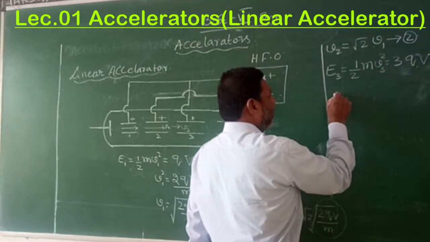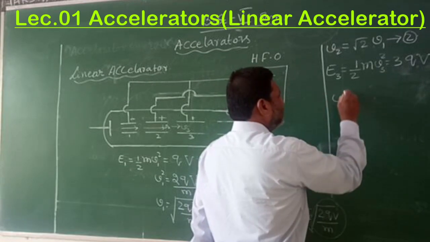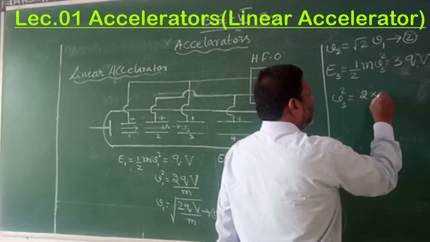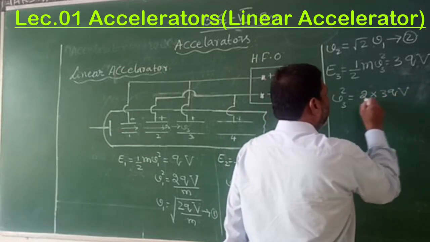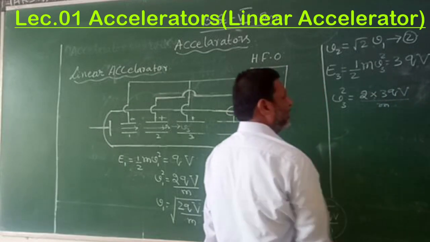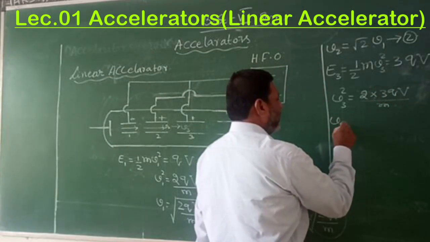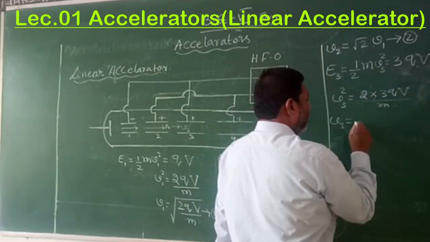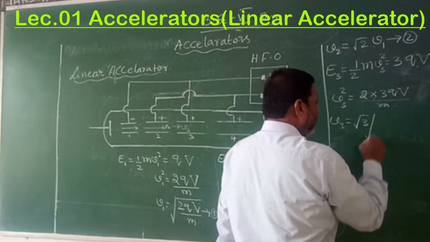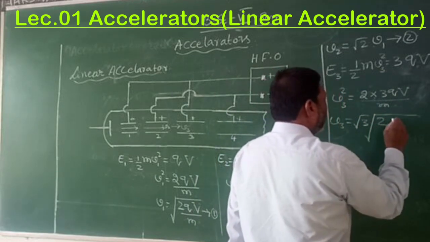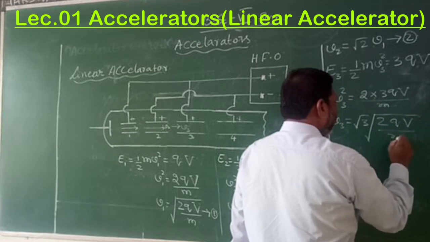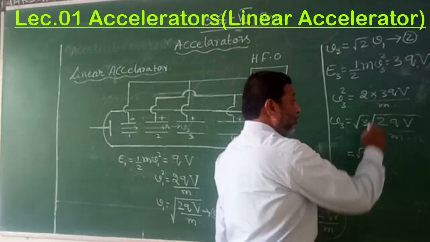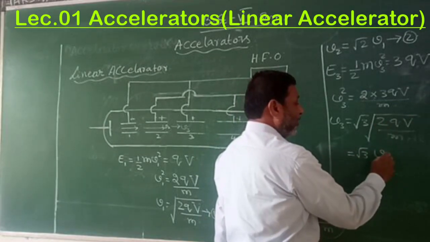Now, after simplification, V3 square is equal to 2 into 3QV divided by M, isn't it? And V3 is equal to, you take the under root. When you take the under root, I can write this as root 3 into the root of 2QV divided by M. This is right. Now, this complete root is equal to V1.